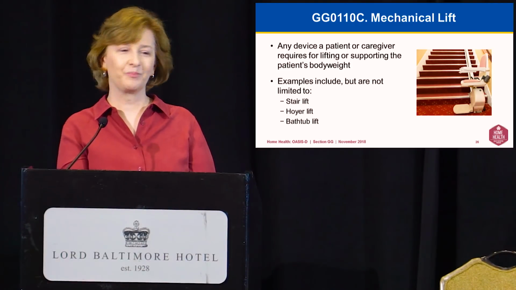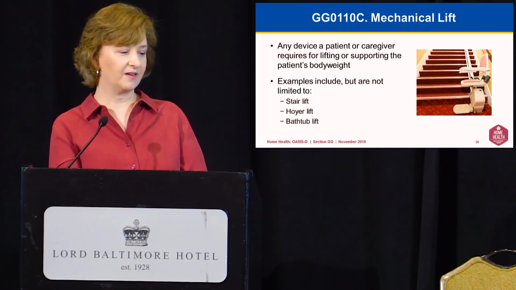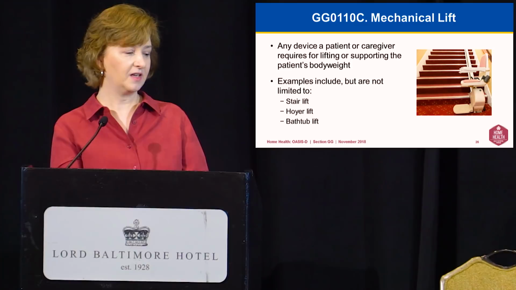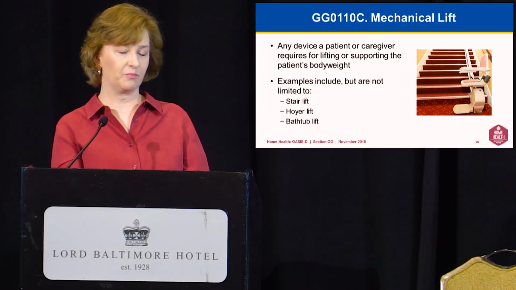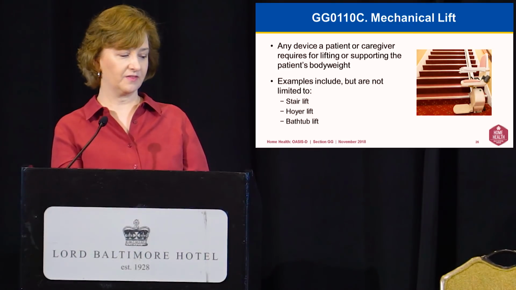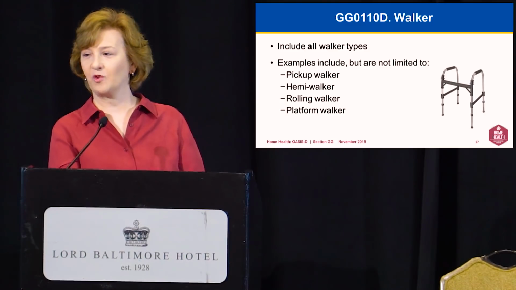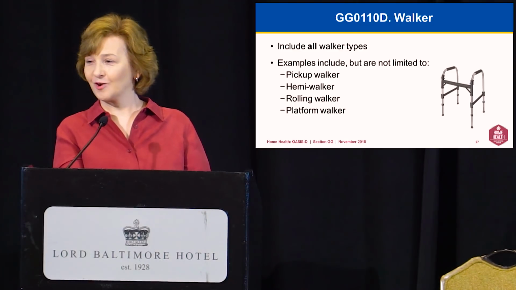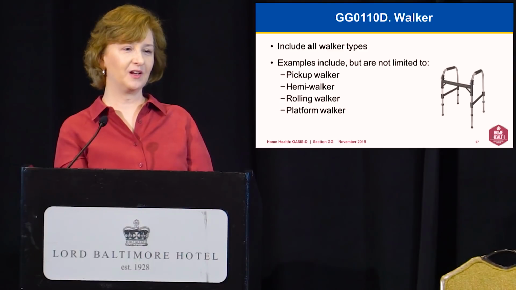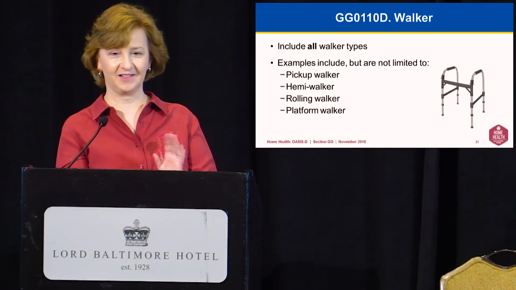There have been lots of questions previously also about mechanical lift, and so we wanted to share with you a bit more information about that. So mechanical lift, which is item C, would refer to any device that a patient or caregiver requires for lifting or supporting the patient's body weight. And so examples of a mechanical lift could include a stair lift, a Hoyer lift, or a bathtub lift. We also have questions, actually going back to when we started with the IRF, about what walkers would be included. Any type of walker can be included here. So that would be a pickup walker, a hemi walker, a rolling walker, or a platform walker. Any type of walker is fine.